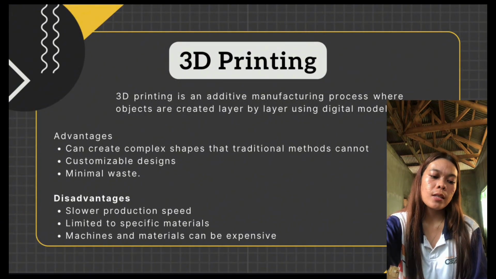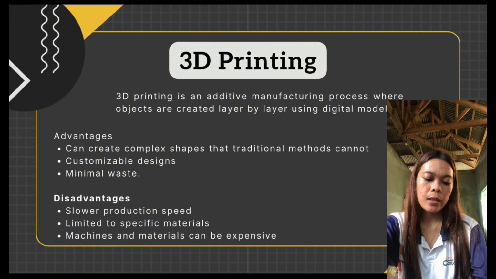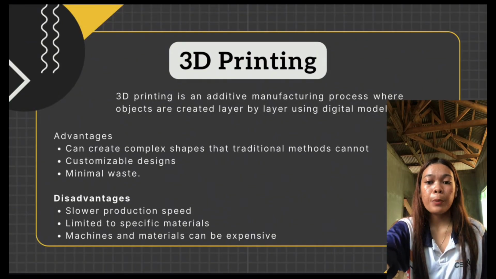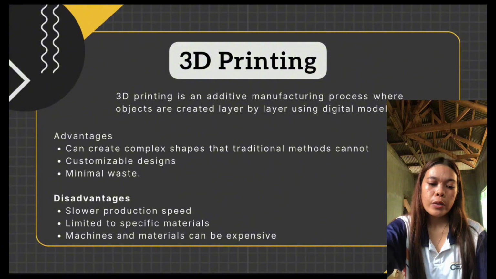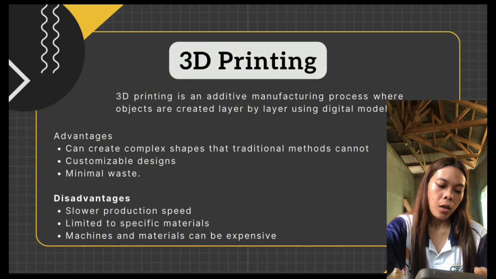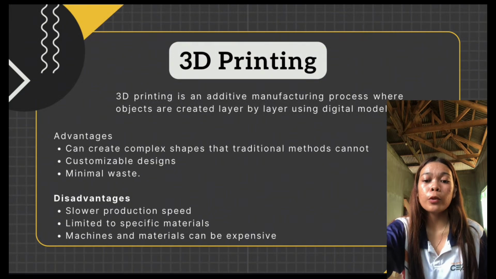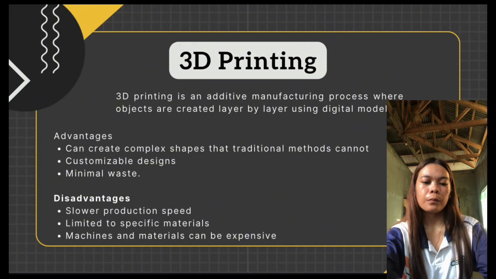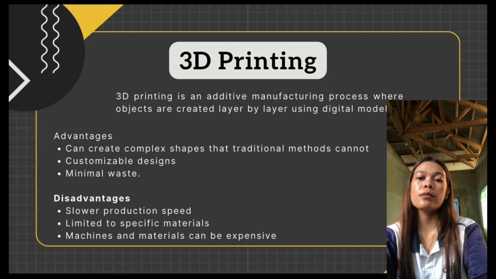The first advantage is that it can create complex shapes that traditional methods cannot. It can create shapes and structures that are impossible to make with traditional manufacturing. Also, customizable designs, which means it allows fast production of prototypes or single items. And the last one is minimal waste, which means every item can be different without extra cost.